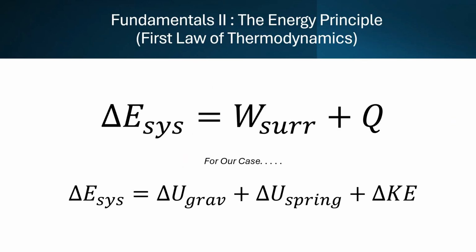Now, introducing our second fundamental principle, the energy principle, which states that the change in energy done by the system is equal to the work done by the surroundings plus Q. Q is usually reserved for stuff like heat, but we don't have to worry about that for our matter. In our case, the change in the energy of the system is equal to the change in potential energy due to gravity, plus the change in potential energy of the spring, plus the change in kinetic energy. The change in kinetic energy we know is always 1/2 m v f squared minus 1/2 m v i squared.